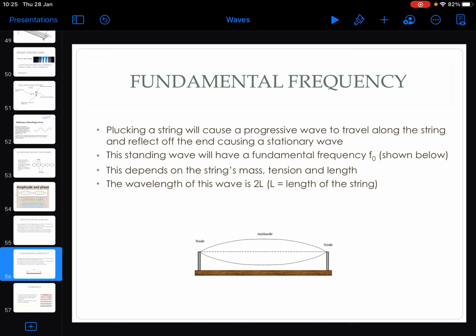Plucking a string will cause a progressive wave to travel along the string and reflect off the end, causing a stationary wave. The standing wave will have a fundamental frequency, f0. f0 is the lowest frequency that you can cause a stationary wave on. This depends on the string's mass, tension, and length. The wavelength of this wave is 2L, where L is the length of the string.